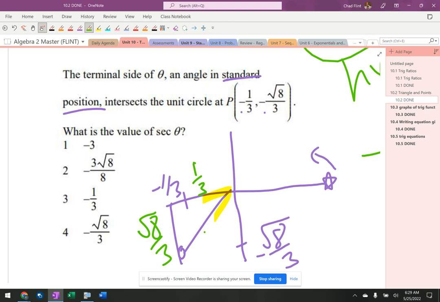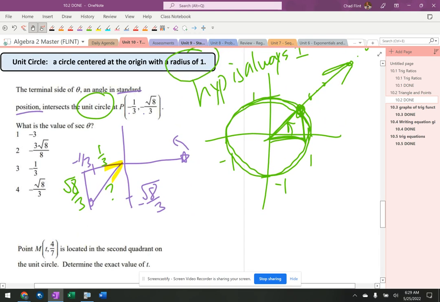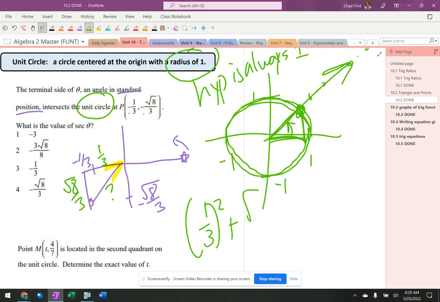All right, and then I don't know this. It's going to end up being 1 because it says unit circle, but I'm going to show you that it doesn't matter if I know that for this. Because I don't remember what unit circle is. I'm like, all right, well, (1/3) squared plus (square root of 8/3) squared equals x squared.